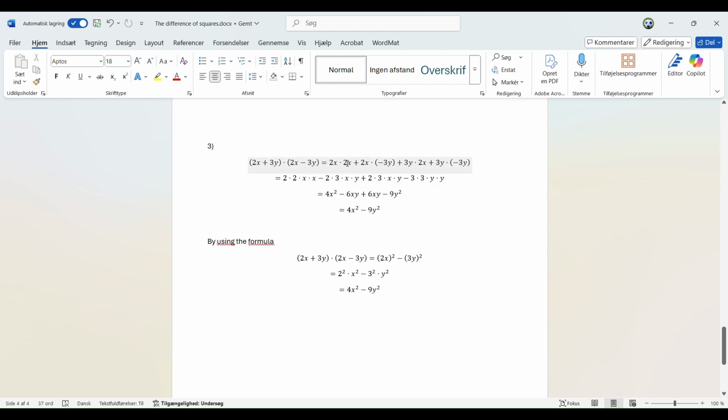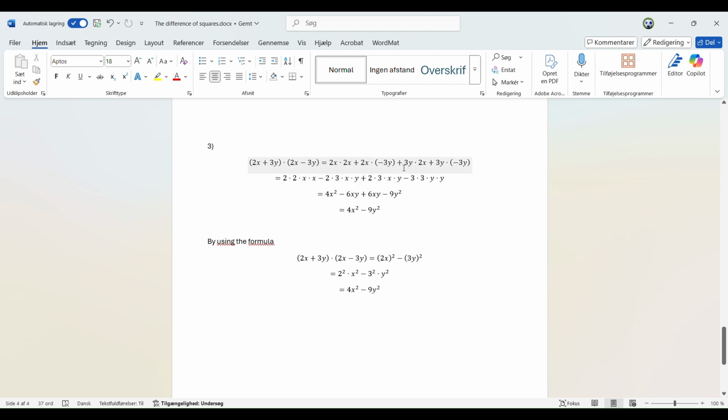We like to get the numbers in front and the letters in the back, so we make the order a little bit different here. So 2 times x, we've just mixed it up a little bit with the numbers in front and letters in the back. Plus and minus equals minus, so that's minus 2 times 3 times x times y. That is this expression.